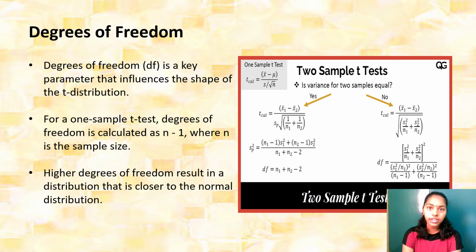The shape of the t-distribution. For a one sample t-test, degrees of freedom is calculated as n-1, where n is the sample size, and higher degrees of freedom result in a distribution that is closer to the normal distribution.